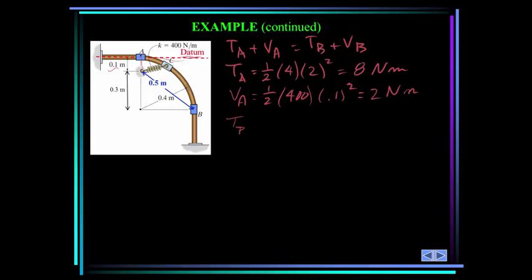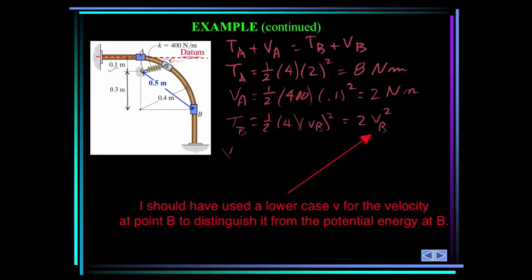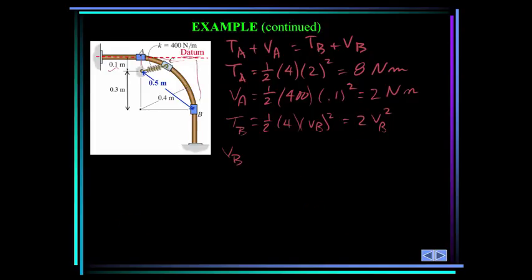So the kinetic energy at point B is 1/2 the mass, which is 4, times the velocity at B. That's what we're looking for. So this is equal to 2 times the velocity at B squared. Now the potential energy at point B is due to two things. It's due to the change in elevation of the collar, and it's due to the potential energy in the spring. So the potential energy due to gravity is the weight, which is 4 kilograms times 9.81, times the change in elevation, which is 0.3 plus 0.1. Now it's going down, so that is negative, so that's minus 0.4.